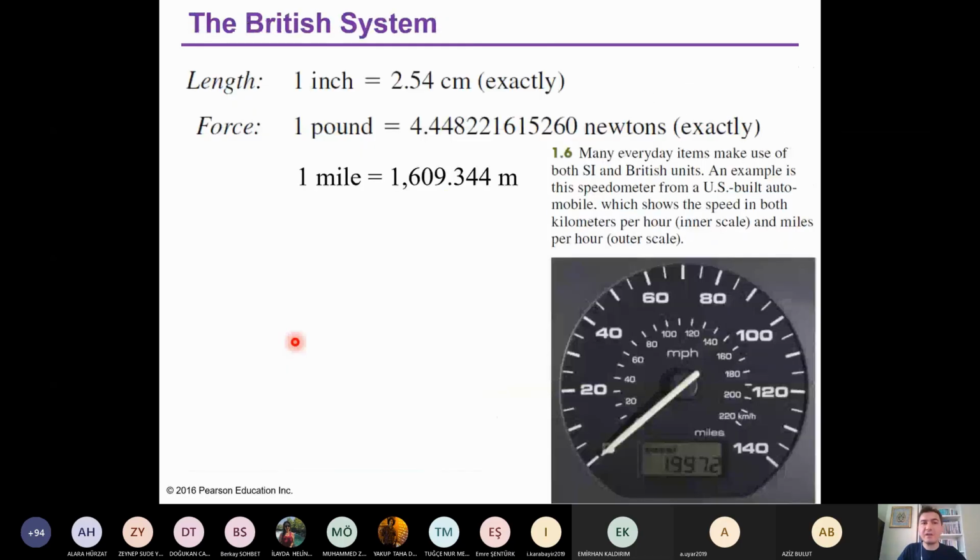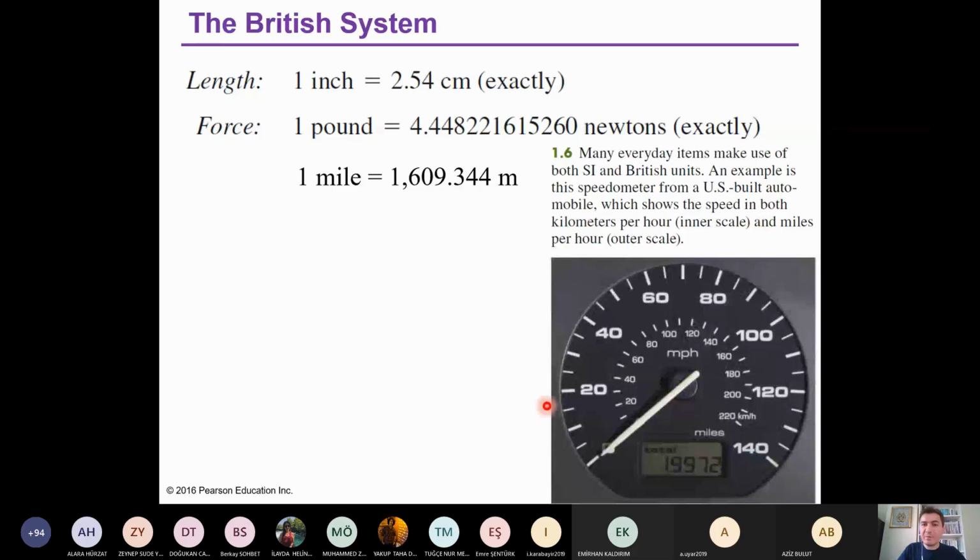So in the British system, they use inch, okay? Especially in engineering, inch is very important. It is widely used. So 1 inch is equal to 2.54 centimeter. And for the force, instead of newtons, in the British system, pound is used, and it is equal to that number. And you know, mile, this is very important also in navigation, okay? 1 mile is equal to 1.6 kilometer roughly.